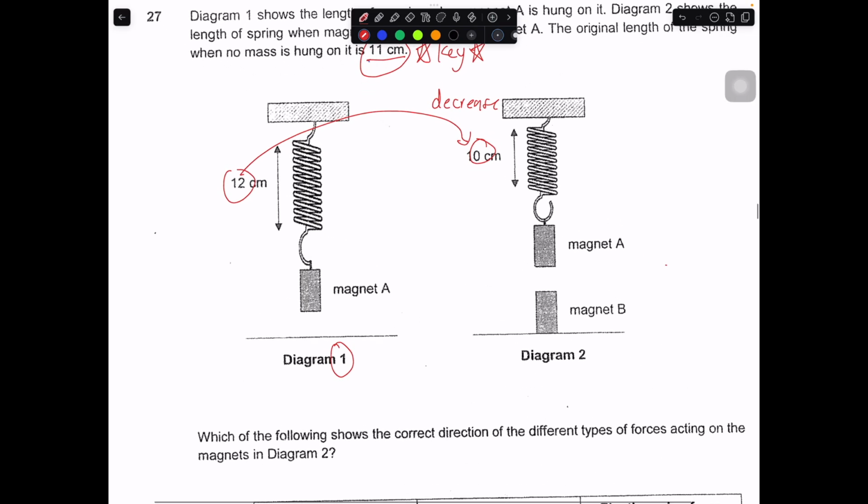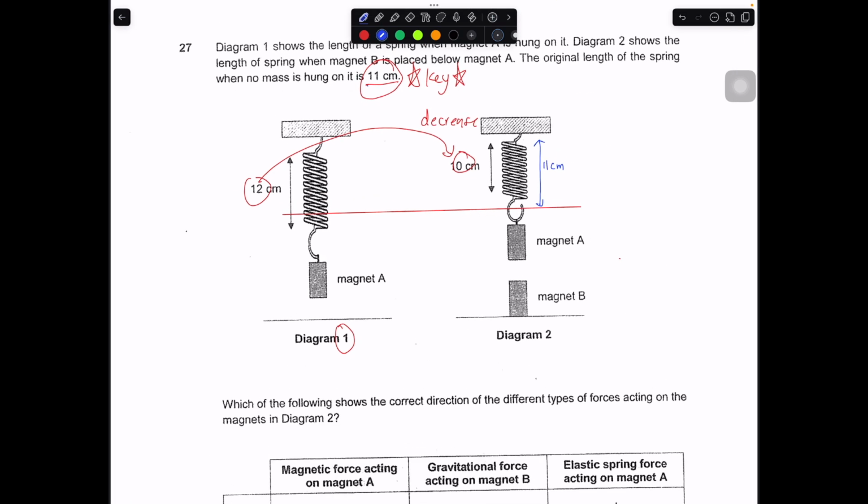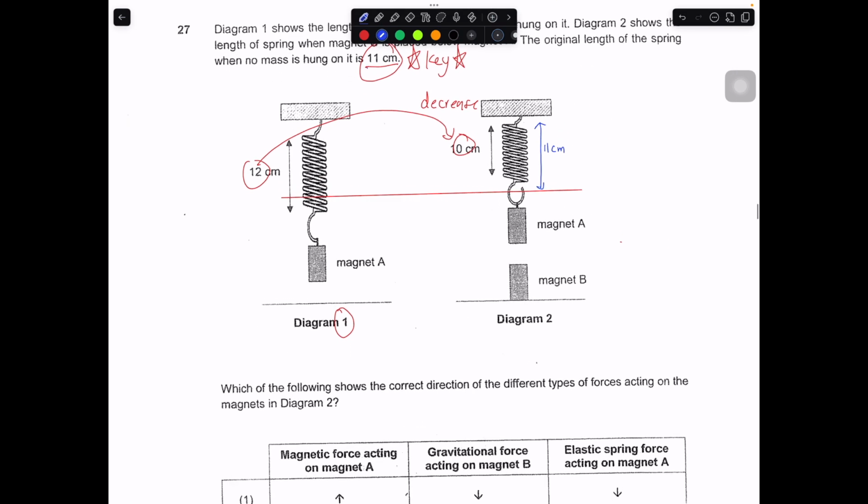11 means that when there is no magnet A, the original length of the spring should be somewhere around here. Let's put it here. This is 11 cm. So we put this aside. Just take note of it first.